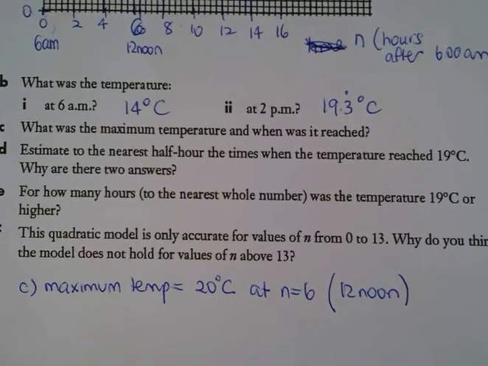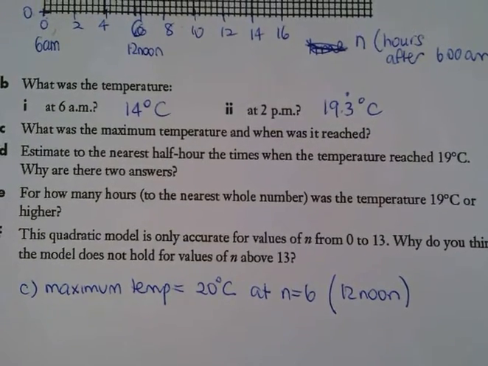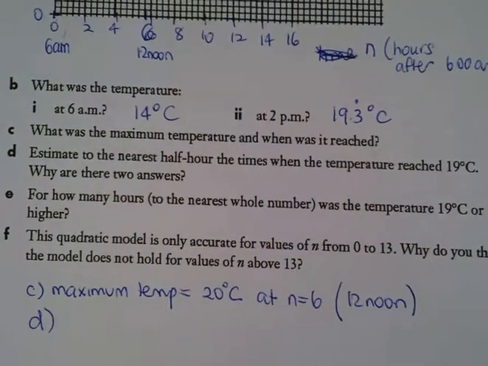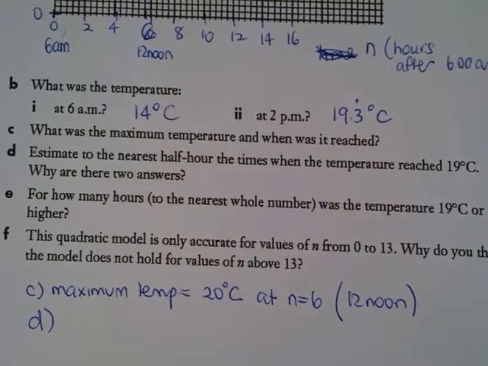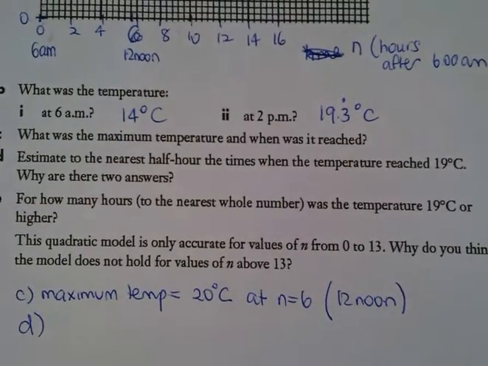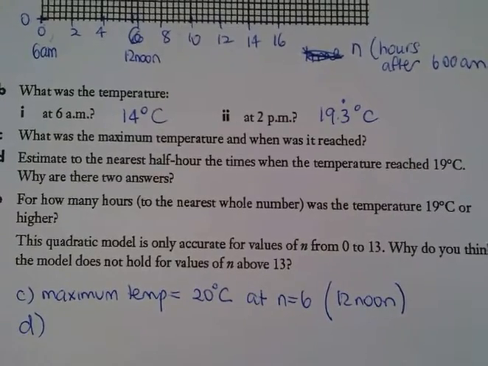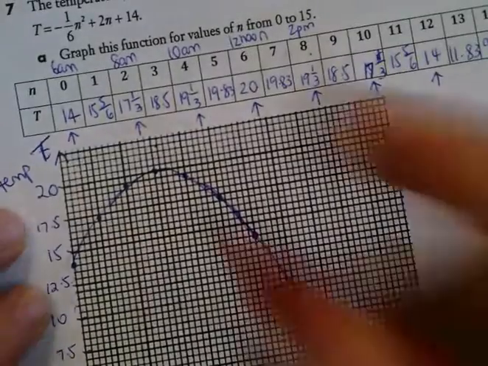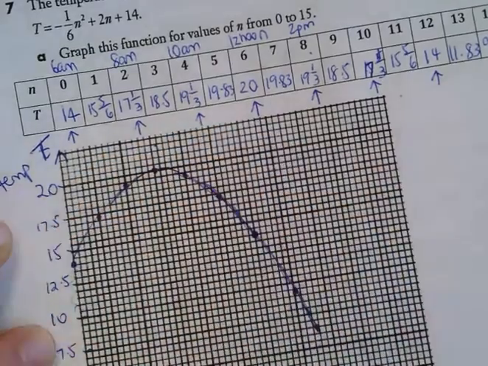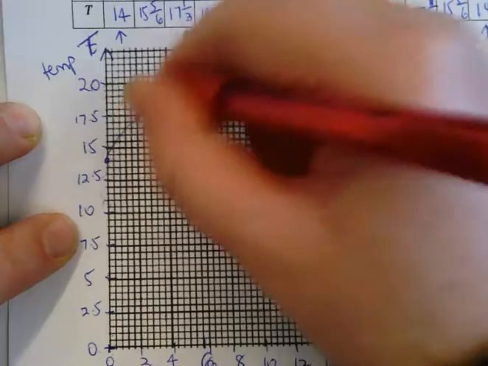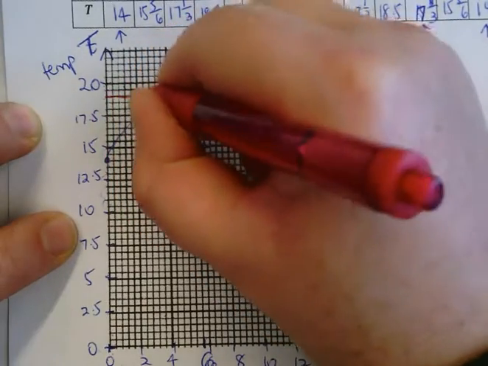Estimate to the nearest half hour the times when the temperature reached 19 degrees. And why are there 2 answers? So you need to come across your graph at approximately 19 degrees. Remember, didn't we say every 1 box is half a degree? 2 boxes is 1 degree. You put a line across here.